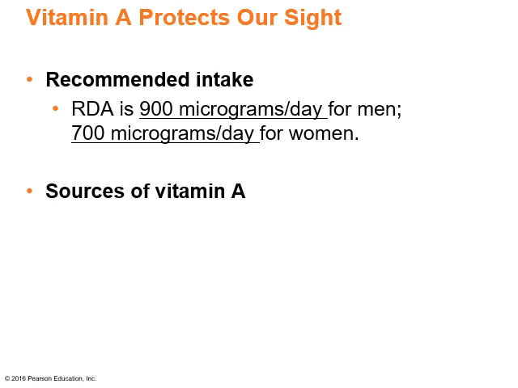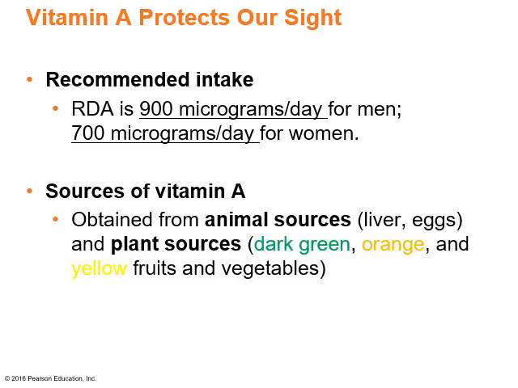Where can you get it? So what can help us with our vision? What are some things you can eat to help maintain good eye health and some of the other things we talked about, including the lymphocytes and helping with the immune system, reproductive health? Well, these are good from animal sources like liver and eggs, also some plant sources like your dark green vegetables, orange vegetables, and some of your yellow fruits and vegetables. So oranges, dark green leafy spinach, that sort of thing.